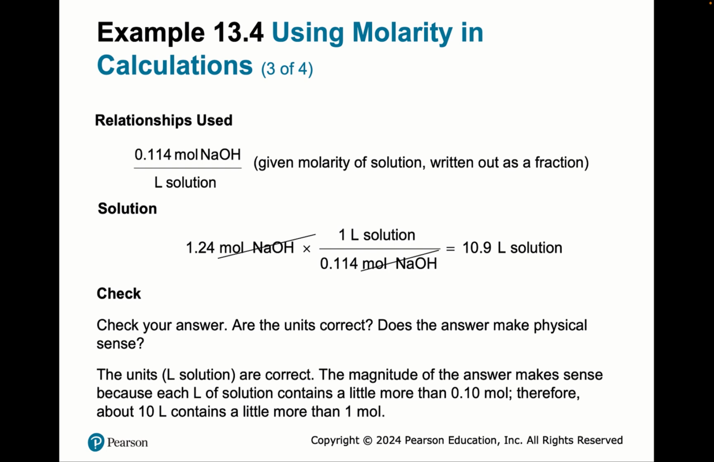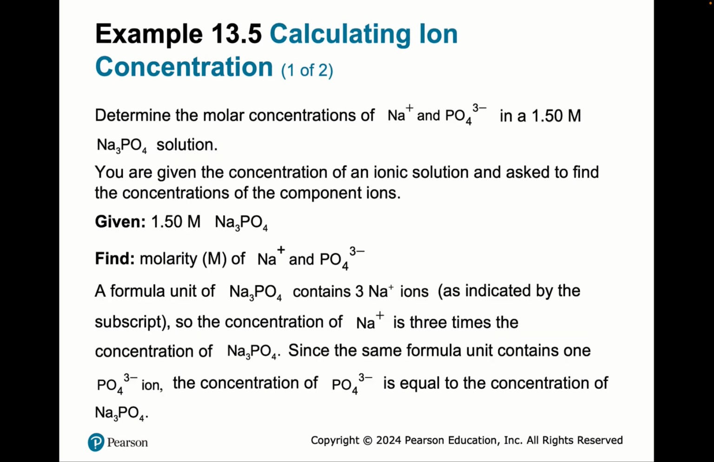So does it make sense? Yeah, I think this does make sense. It's reasonable. Looking at this, they call it a back-of-an-envelope calculation: you can say the 1.24 moles is about 1 mole, and the 0.114 is about 0.1. So you think you need about 10 moles in that. To me, looking at this, I'd expect an answer around 10. So this does make sense.